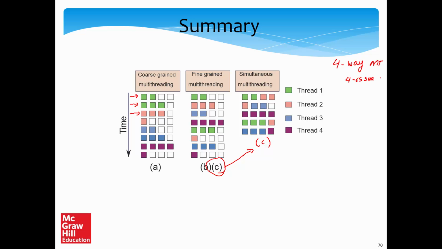Four-way means we can handle four threads simultaneously. In addition, each of these is a four-issue machine. Four issue means we can issue four instructions together, into the pipeline, at the same time. That's the reason each of these diagrams has four columns, where the columns are basically the issue slots.